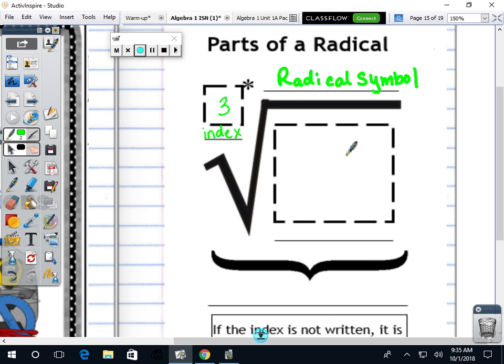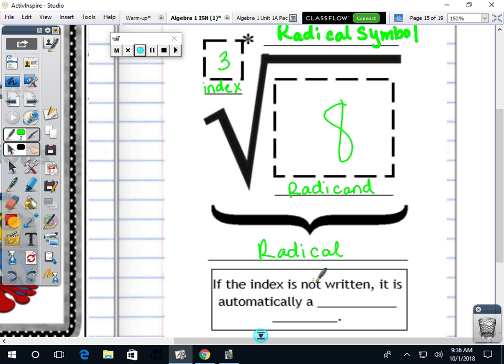The number on the inside, we'll just call it, we'll put an 8 this time, is known as the radicand. Okay, so whatever's on the inside of the radical symbol is called the radicand. Okay, and all of these parts together make up what we call the radical. Okay, now like we were talking about a second ago, if the index is not written, like if there's nothing visible here, we know it's an understood 2, and that's automatically a square root.